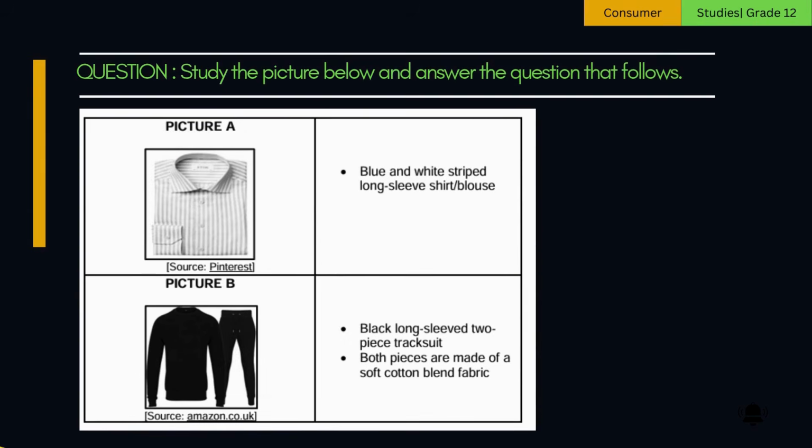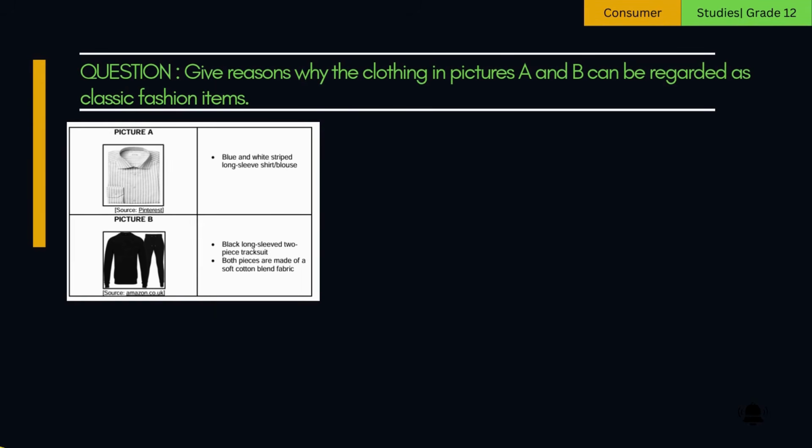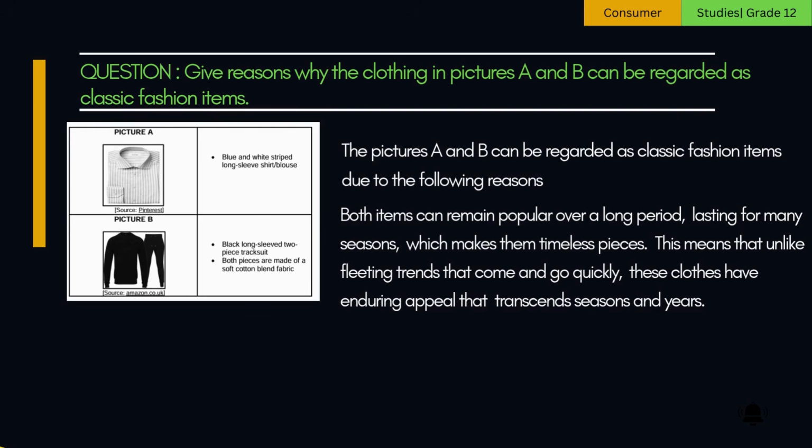Study the picture below and answer the question that follows. Question: give reasons why the clothing in pictures A and B can be regarded as classic fashion items. The pictures A and B can be regarded as classic fashion items due to the following reasons. Both items can remain popular over a long period, lasting for many seasons, which makes them timeless pieces. This means that unlike fleeting trends that come and go quickly, these clothes have enduring appeal that transcends seasons and years.